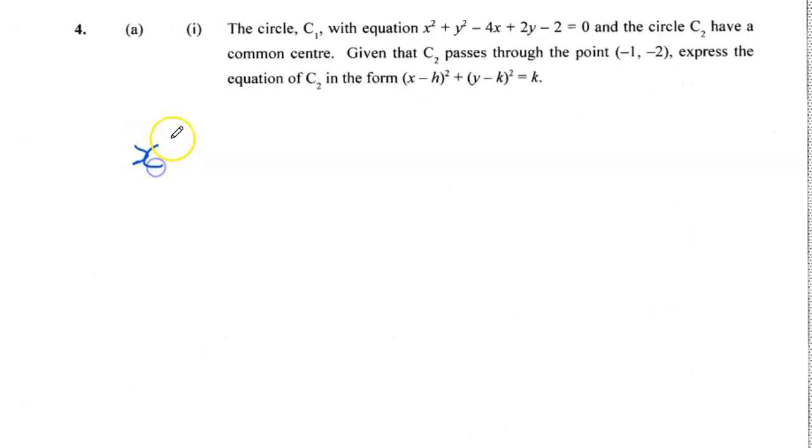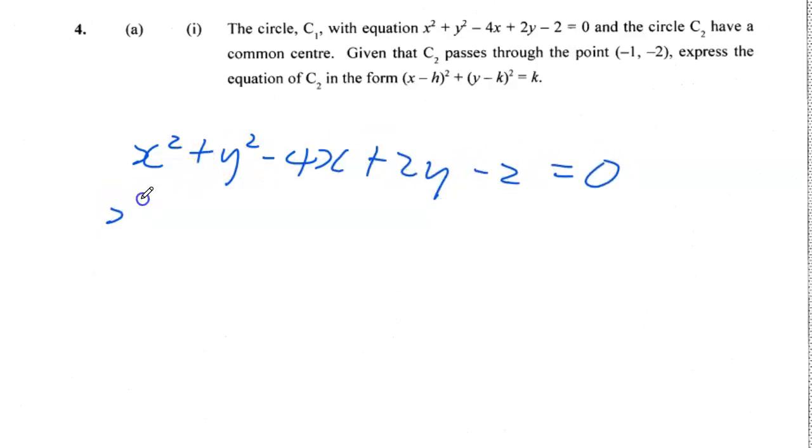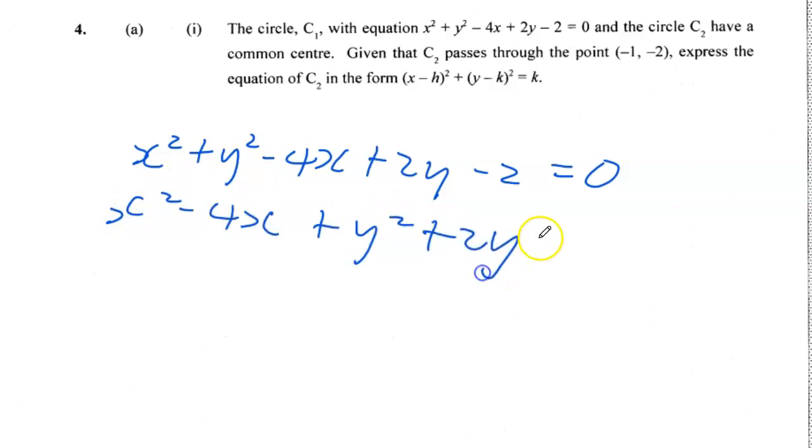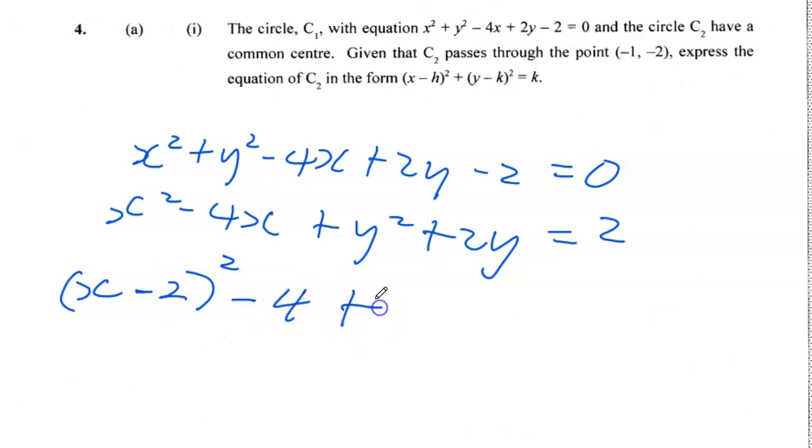So for C1, we end up with x squared plus y squared. We can group the x's, so we have x squared minus 4x plus y squared plus 2y. And we can add 2 to both sides, so we have positive 2 over here. So we complete the square. So x minus half of the b value, which is minus 2, minus the square of this value, which is 4, plus y plus half of the b value, which is 1, minus the square of this value, which is 1, equal to 2.